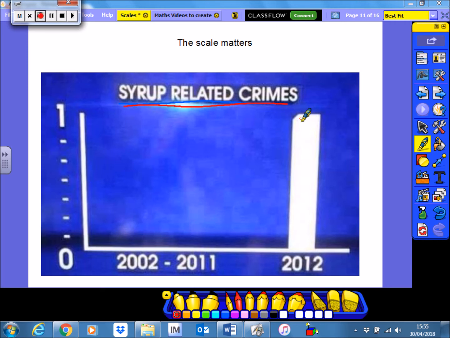Or maybe not. Instead, what we see is that the scale is very deceptive. This is a scale between 0 and 1. So yes, there was 9 years of no syrup-related crime, but this spike in syrup-related crime, this sudden increase, is actually only one single incident. So hardly something to be particularly concerned about in this case. So the scale in this graph is deceptive.